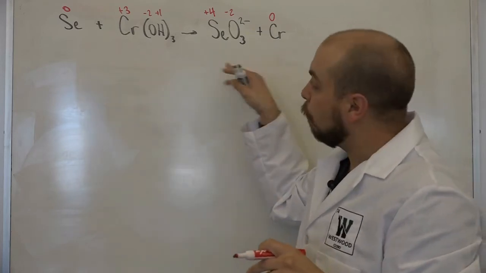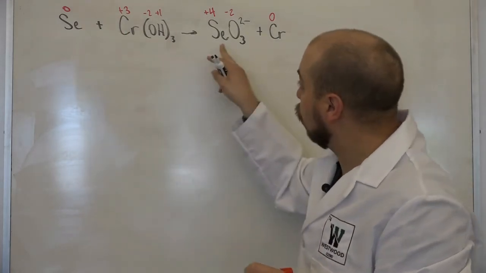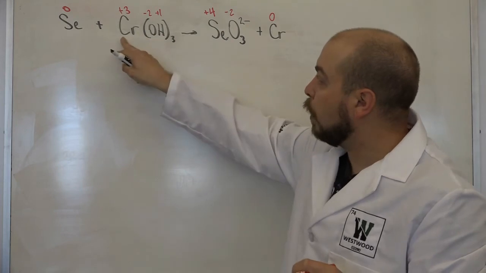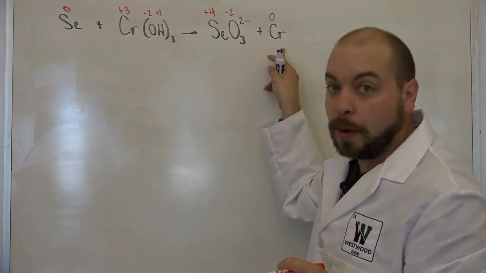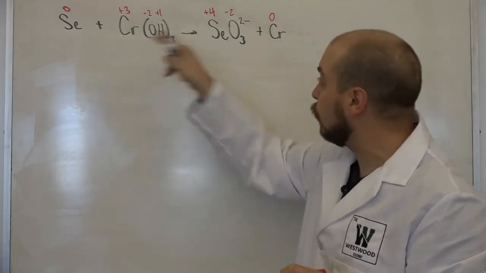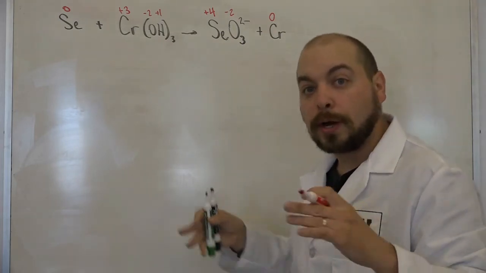So there are my oxidation numbers. Selenium goes from 0 to +4. Chromium goes from +3 to 0. That means selenium has been oxidized and chromium has been reduced. Let's go ahead and write our half reactions.